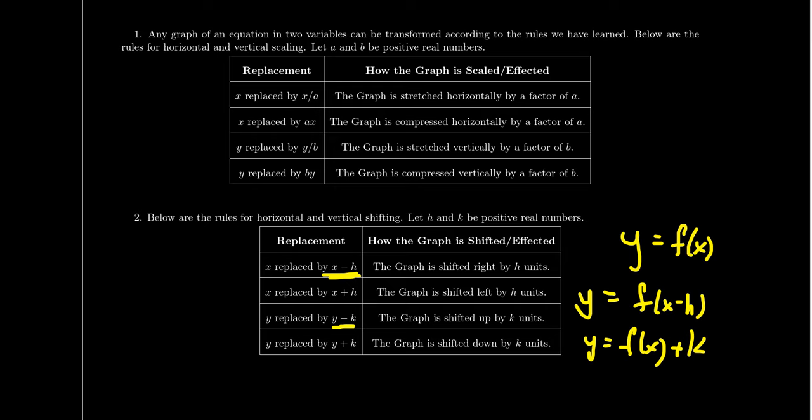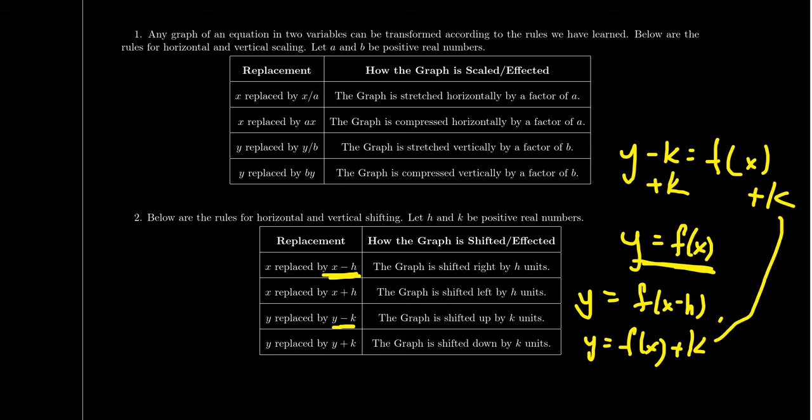Well, let's now enter the horizontal zone here, right? If I actually were to take this equation right here and replace the y with y minus k, notice you're going to get y minus k equals f of x. But since it's a function, we're often insistent on solving for y. If you were to solve for y on both sides, you'd add k to both sides, and you get up where? You get right here, right?